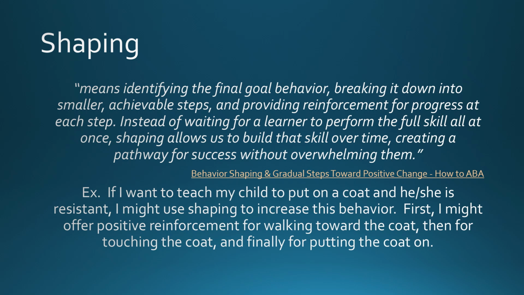Let's look at an example. If I want to teach my child to put on a coat, and he or she is resistant, I might use shaping to increase this behavior. So first, I might offer positive reinforcement for walking toward the coat, for simply doing that. Then I might offer positive reinforcement for walking toward the coat and touching the coat. And then I eventually might offer positive reinforcement for walking toward the coat, touching the coat, and finally for putting the coat on. So it's really just taking tiny steps to get to a big goal is what shaping is.